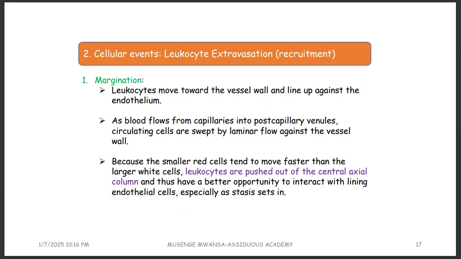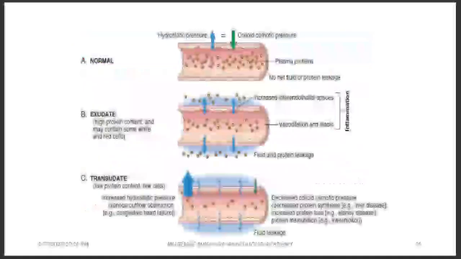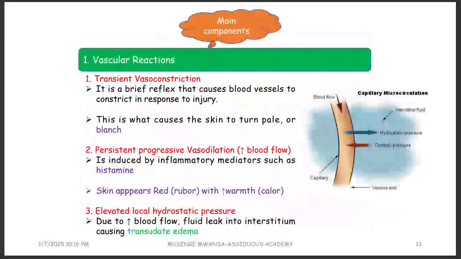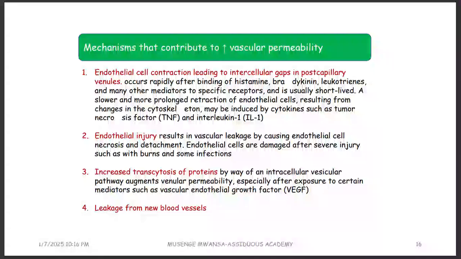So those are known as the vascular events in inflammation. They can bring you an essay in the exam about the vascular events of inflammation. Please take note of that.